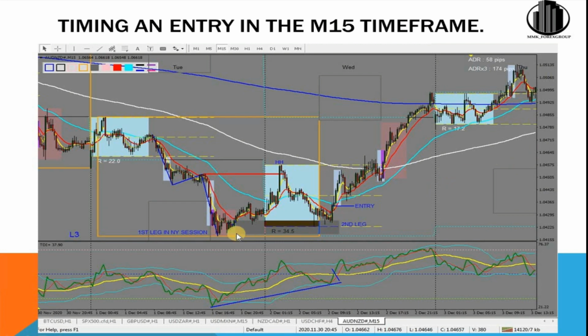Right, now from this first leg, as you can see, we had a push up. This push up broke the previous structure, giving us a higher high. Right, now from this higher high, we've got a pullback.